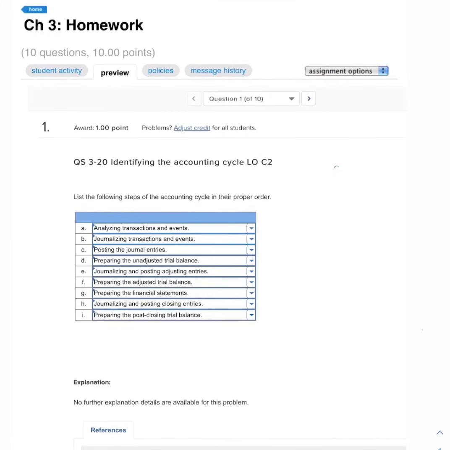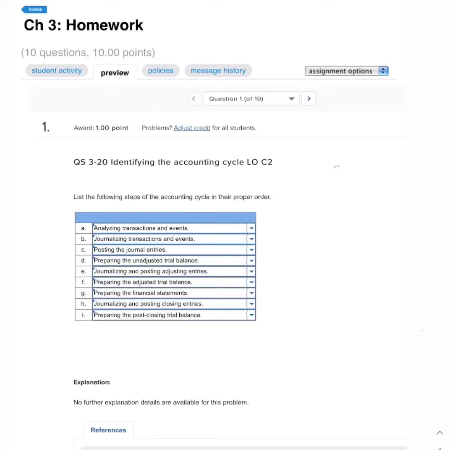accounting cycle. So the accounting cycle is really telling you, what are we going to be doing in this class? What do accountants do in general? How does this all work together? So we'll just kind of talk through this list really quickly, and then we'll move on to question number 2.